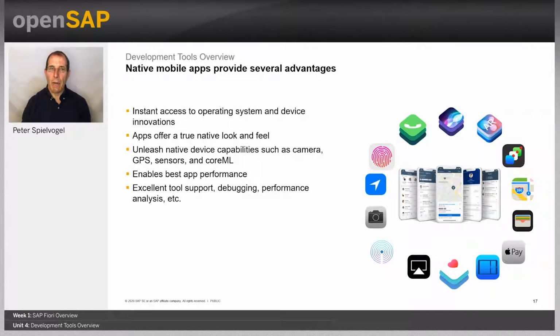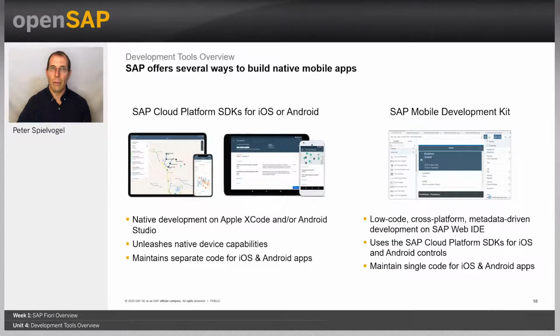Native mobile apps have a few distinct advantages over browser-based apps. They provide a native look and feel that's sometimes difficult to replicate using a mobile browser. Also, they can access native device capabilities such as the camera or GPS. We often see these used in warehouse, plant maintenance, and field service applications. These scenarios benefit from a dedicated mobile app.